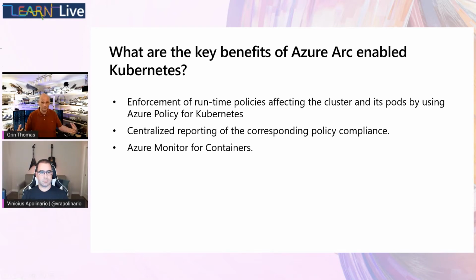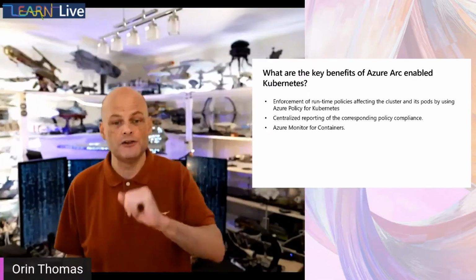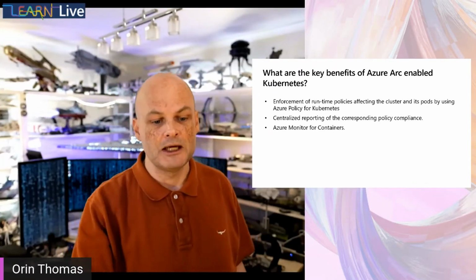It provides you with a centralized resource for policy compliance. I mean, imagine you've got a Kubernetes cluster over in Perth. You've got one in Auckland. You've got one running in someone else's cloud, and you've got one running in Azerbaijan, right? But with Azure Arc-enabled Kubernetes, you can have a single place to go and look at whether or not those clusters are policy compliant. You've also got, and we'll talk about this later, Azure Monitor for containers. Next slide.